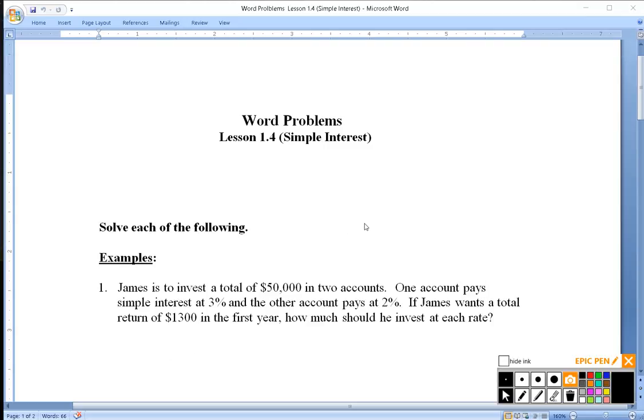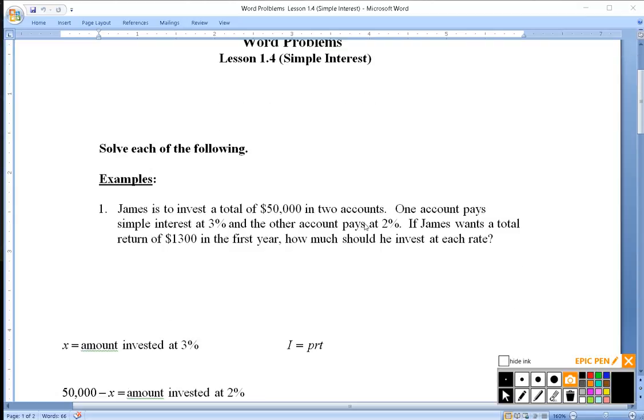So again, this is simple interest. So the formula for simple interest, I have it there. You see it. Interest is equal to P times R times T, where P is the principal, R is the rate of interest, and T is the time in years.